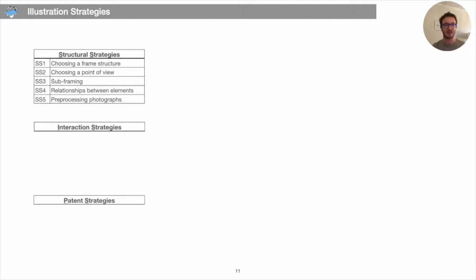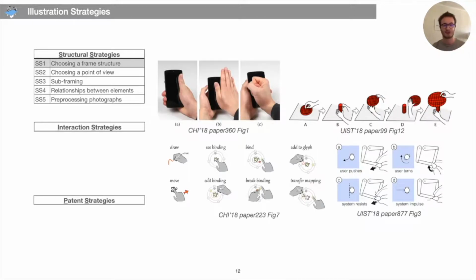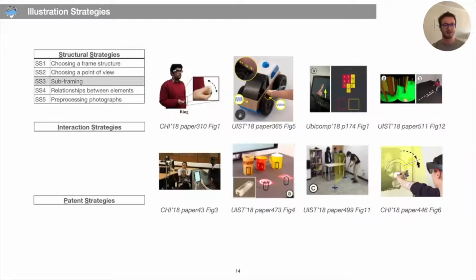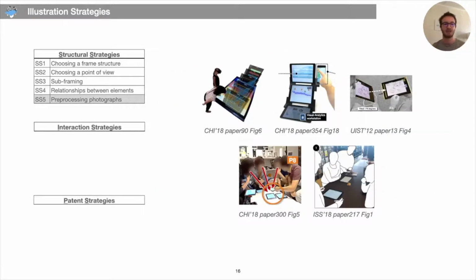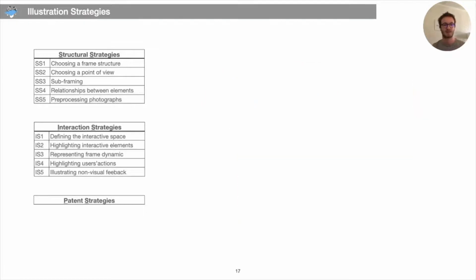Structural strategies are strategies used to build a figure, such as choosing a frame structure, choosing a point of view, subframing, for example, using picture-in-picture or frame blending, relationships between elements, and preprocessing photographs.